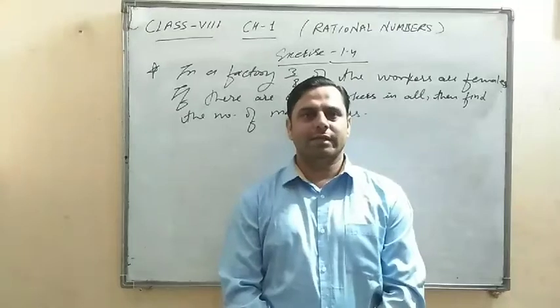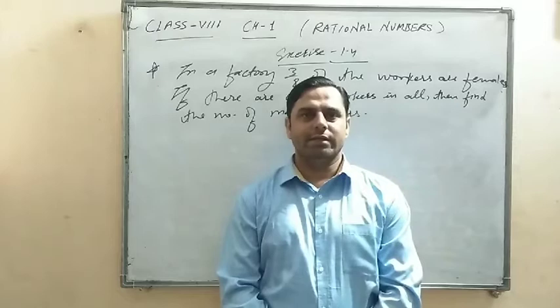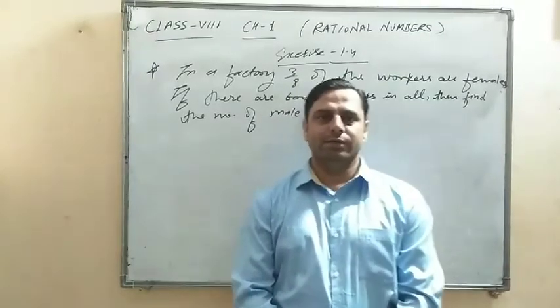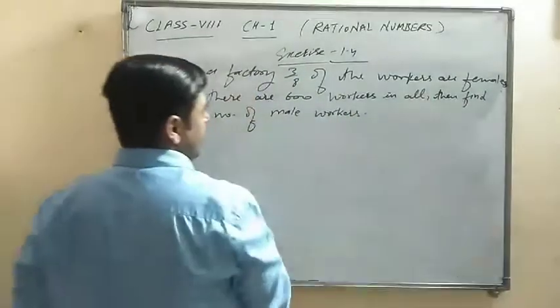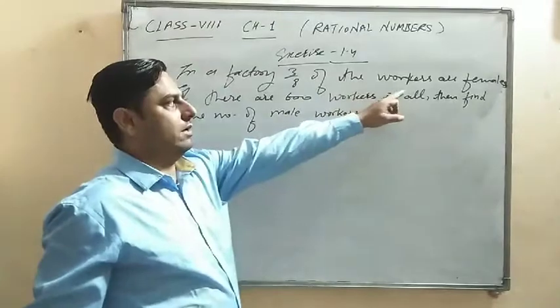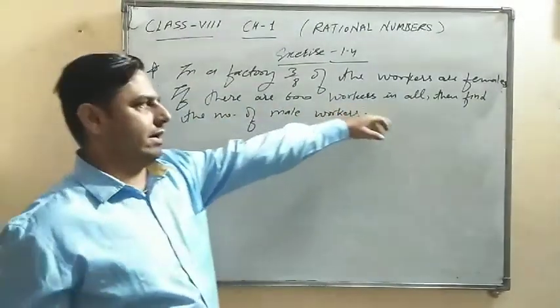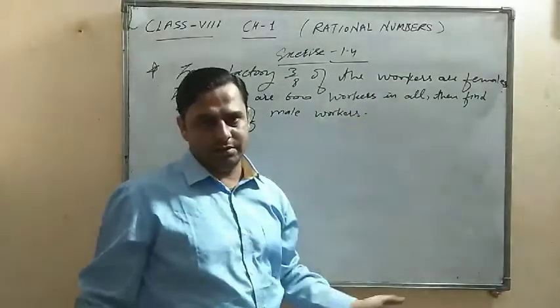Dear students of class 8, today I will discuss with you exercise 1.4, that is the last exercise of this chapter. In the first sum, in a factory 3 upon 8 of the workers are female. If there are 600 workers in all, then find the number of male workers.